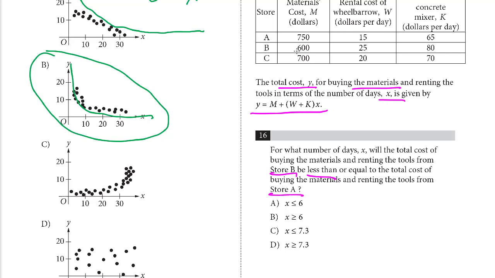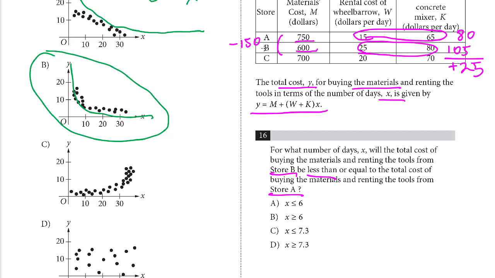Okay, so store B starts with a lower cost outright for the materials. That's our fixed cost. That's 150 difference. So the difference here is minus 150 that has to be made up between the two stores. So each day, the cost of store B is 80 plus 25. It's 105. And each day, the cost for store A is 65 plus 15, which is 80. So we've got a 25 differential there. It costs 25 more per day at store B.